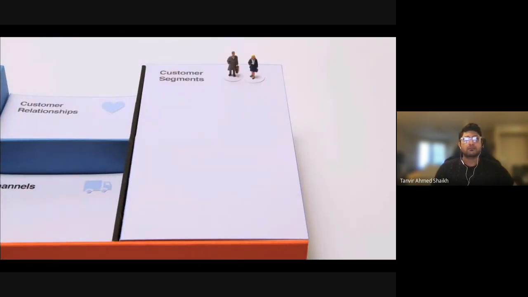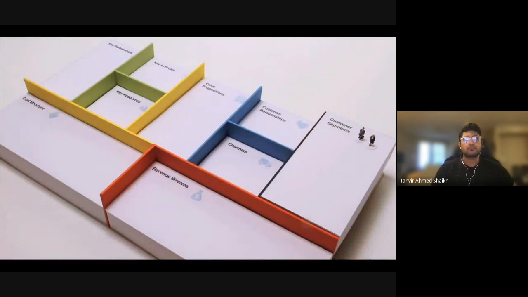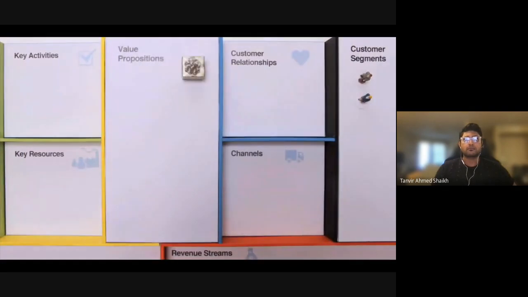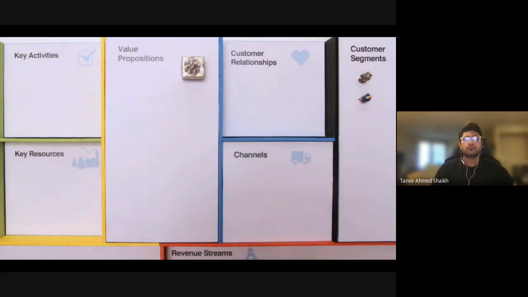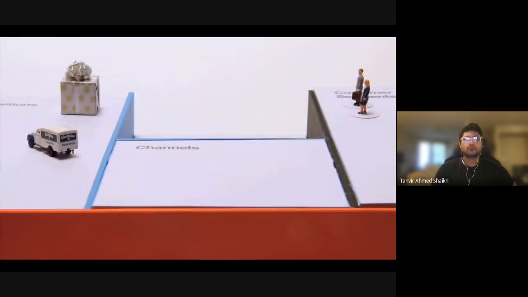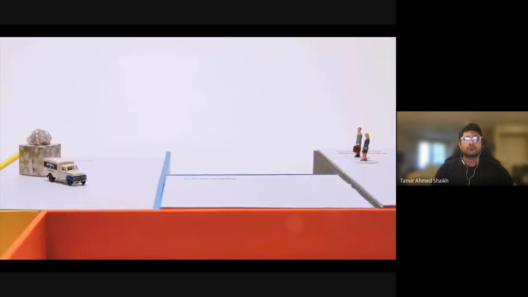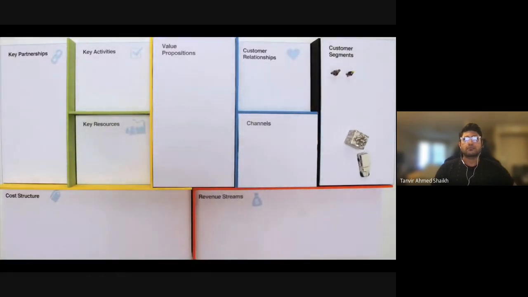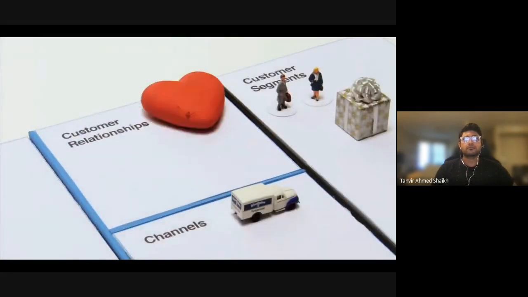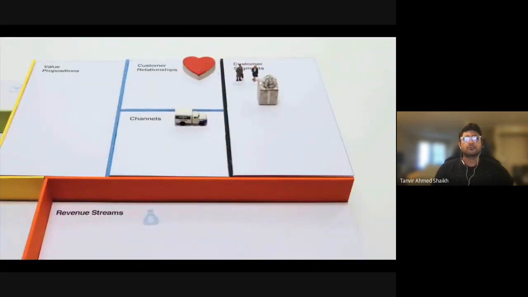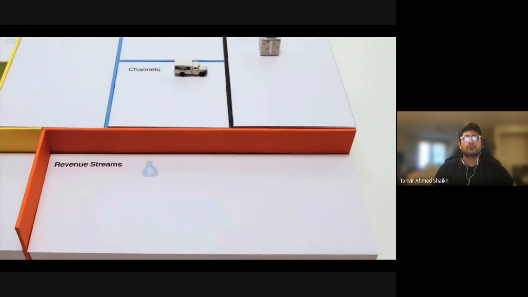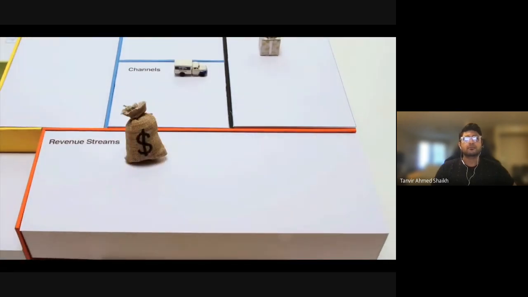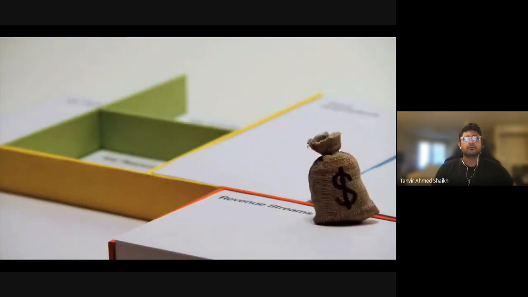These are all the people or organizations for which you're creating value. This includes simple users and paying customers. For each segment, you have a specific value proposition. These are the bundles of products and services that create value for your customers. The channels describe through which touch points you're interacting with customers and delivering value. The customer relationships outline the type of relationship you're establishing with your customers. Revenue streams make clear how and through which pricing mechanisms your business model is capturing value.